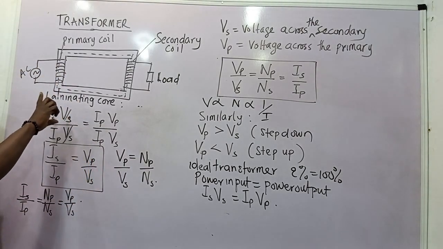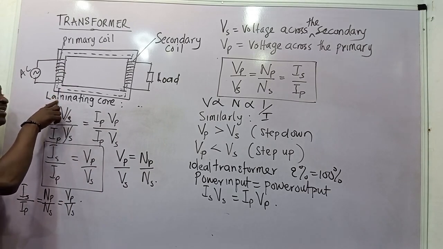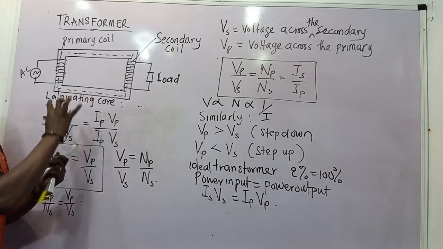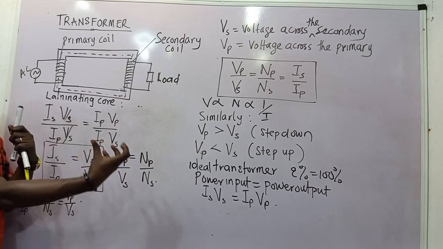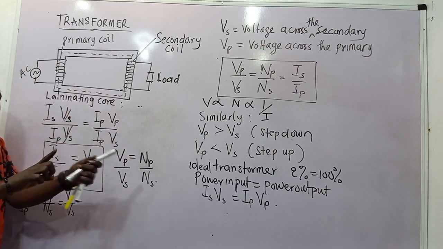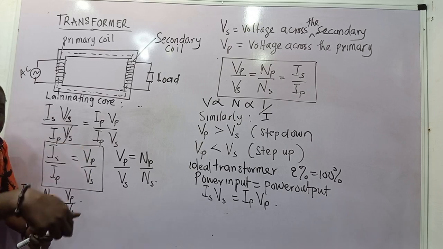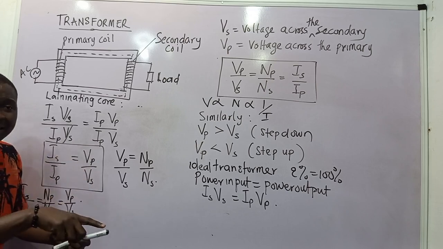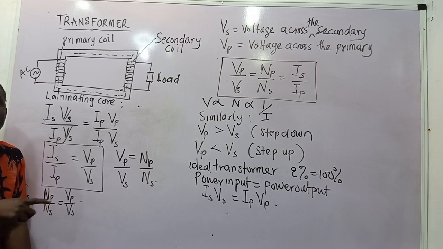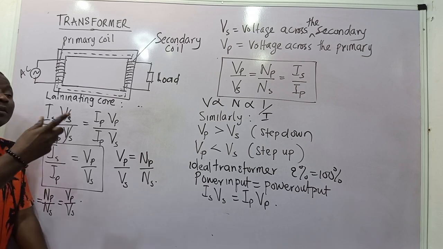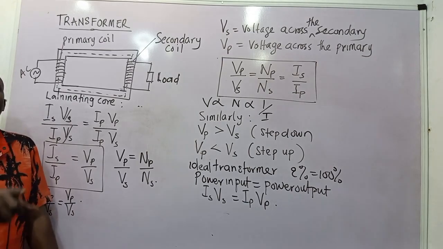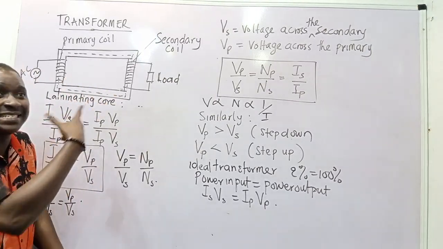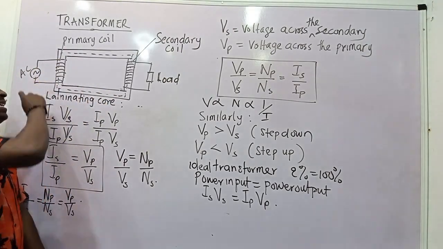That's why we laminate. When we laminate the core, or insulate the iron core, it tends to reduce the heat, because the energy loss is due to heat, and that heat is a result of the circulating current. That circulating current can also be called eddy current, produced by the magnetic flux created due to the current in that AC circuit, or as a result of this AC source.